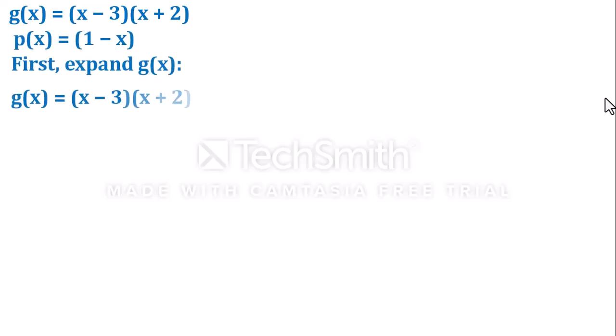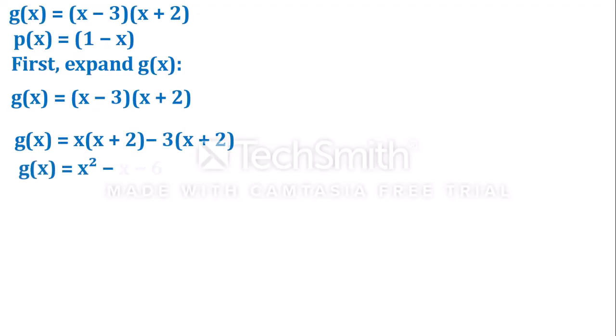We can first expand g of x. At this point, you should know how to open two brackets. When opening the two brackets, we look at the first bracket. We pick x and multiply it with the second bracket. Then -3, which is left, multiplies the second bracket too. On simplifying, we have g of x equals x squared minus x minus 6.